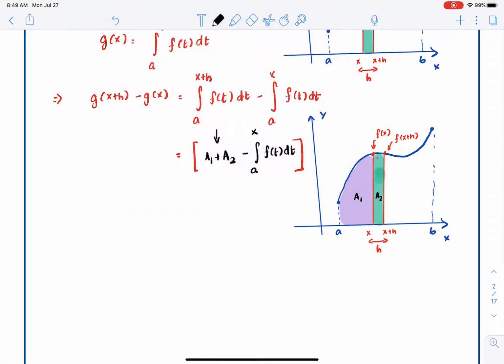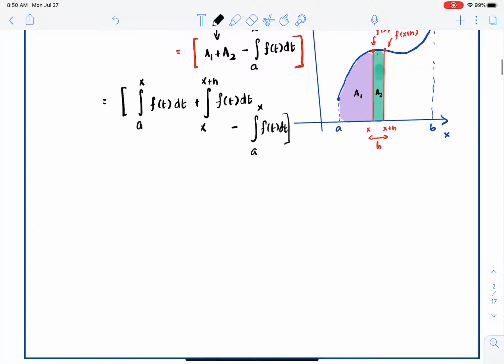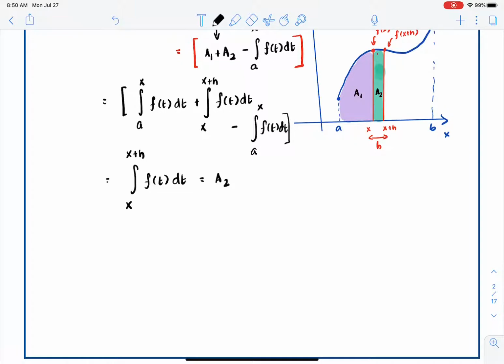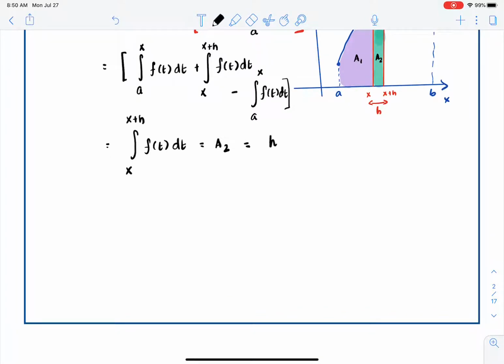So what is A1? A1 is integral a to x f of t dt. A2 is integral x to x plus h f of t dt minus integral a to x f of t dt. The first and the last terms would get cancelled. I'd simply have integral x to x plus h f of t dt. Now that is simply the area under the curve A2, because we are simply looking from x all the way up to x plus h. So that is simply A2. But if we use the rectangle approximation, that is simply equal to h times f of x. I'm using the left endpoint.